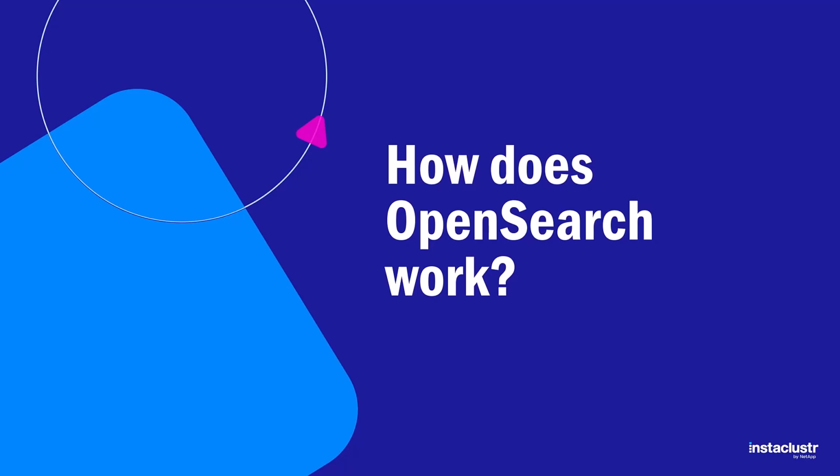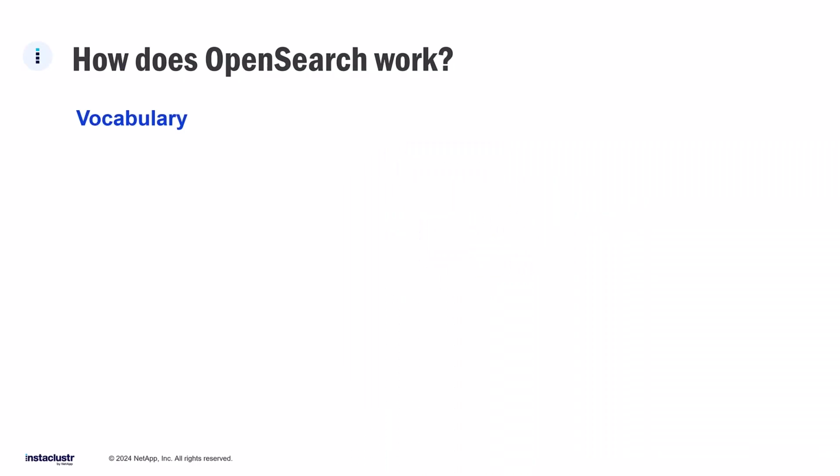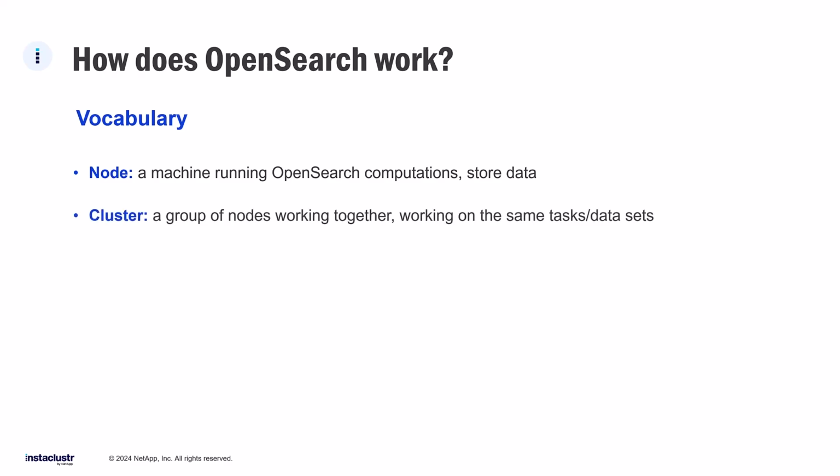Next, I'll cover how OpenSearch works. In order to talk about how OpenSearch works, I'll need to cover some terminology. A node is any machine running OpenSearch computations or storing OpenSearch data. You can subdivide tasks between nodes for further optimization. A cluster is a group of nodes working together on the same tasks and dataset.